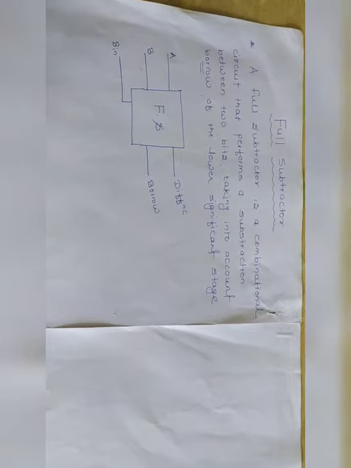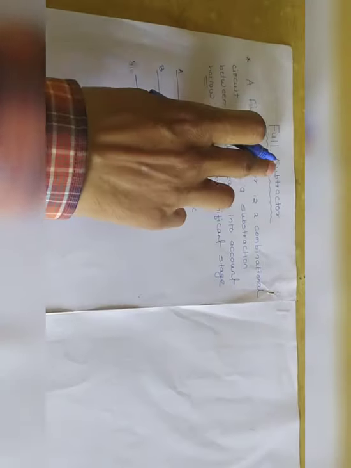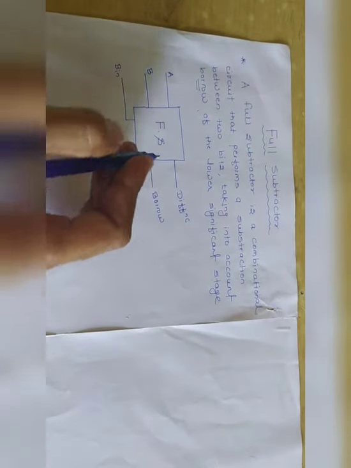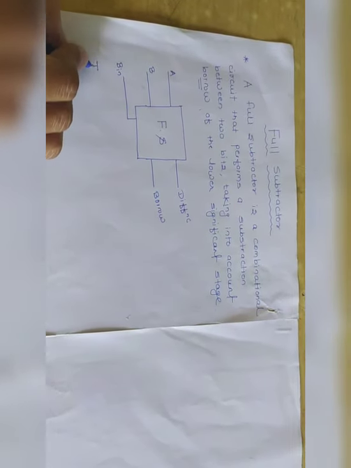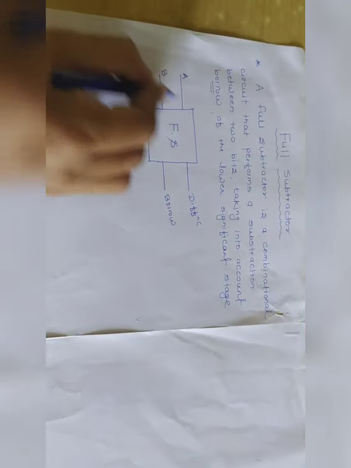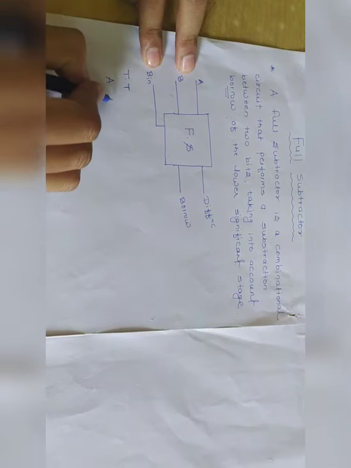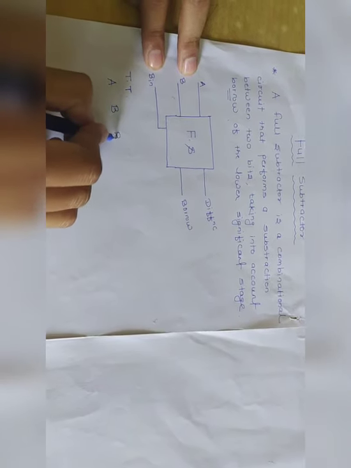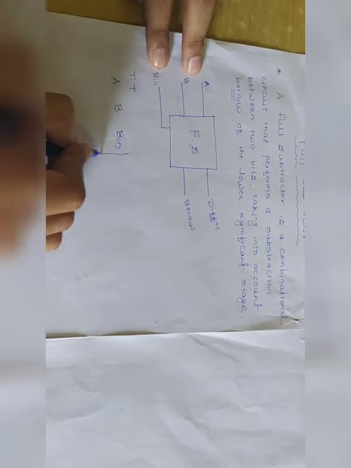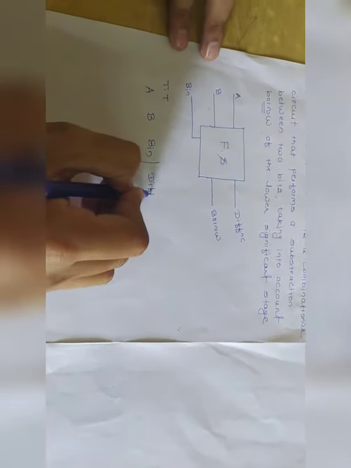Now I want to design a logic circuit for the full subtractor. The very first step is to find the truth table for this full subtractor. The truth table consists of 3 inputs, A, B and B in. These are the inputs. The outputs are difference and borrow.